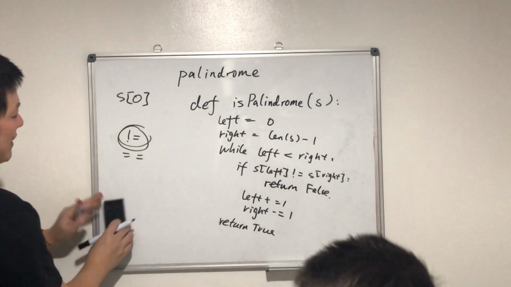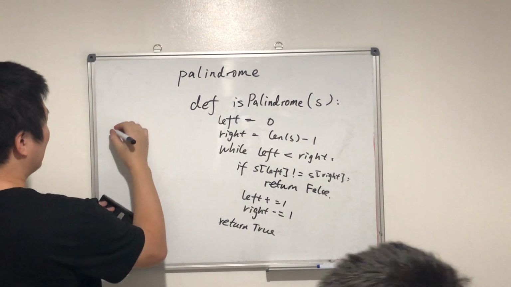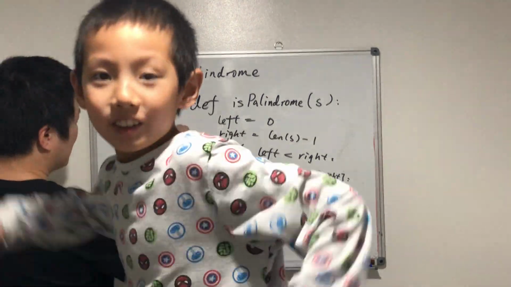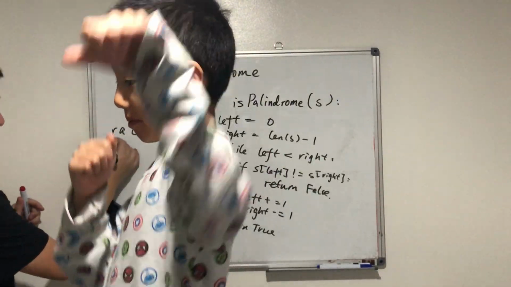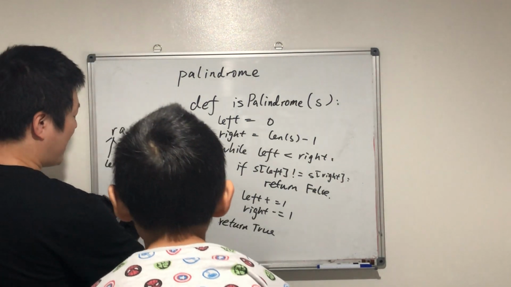Look, this race car. Can we do it with the race car? Like that, race car. Okay, so left is here. Right is here.